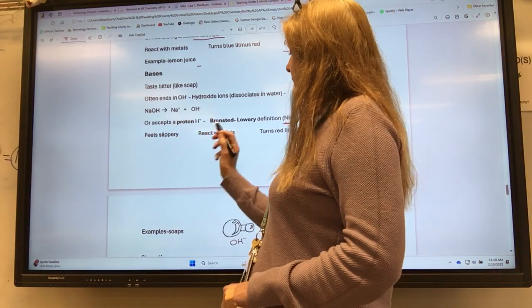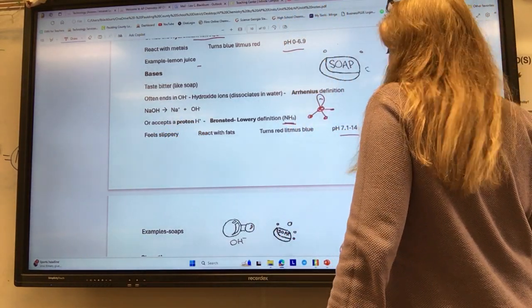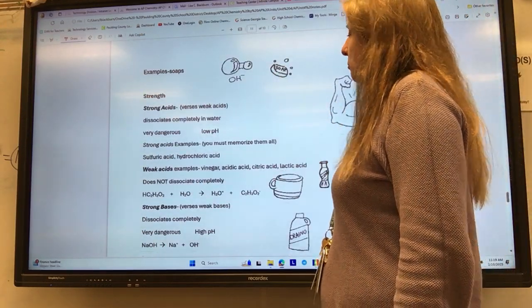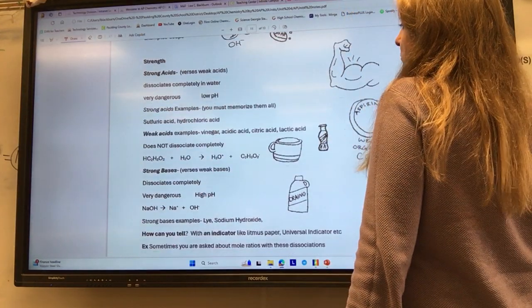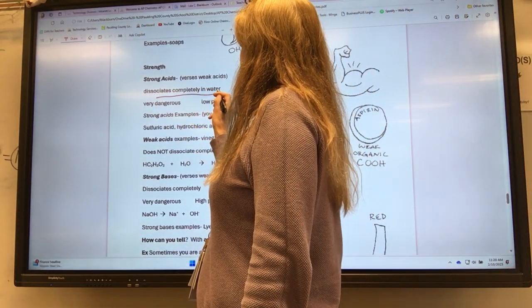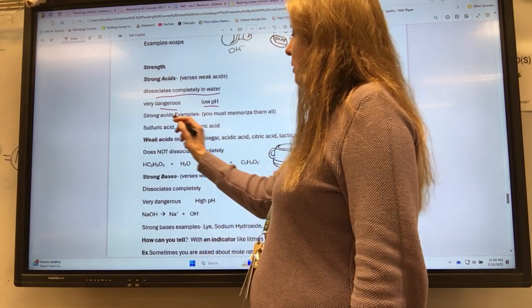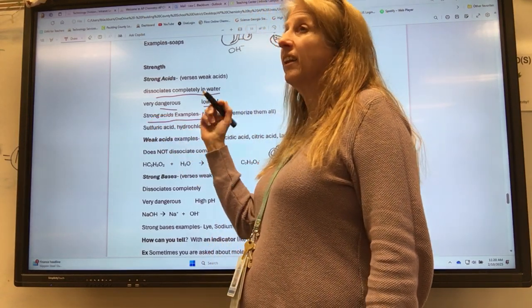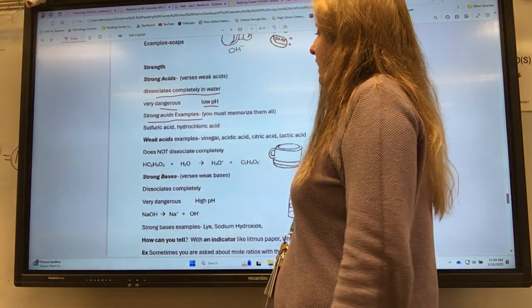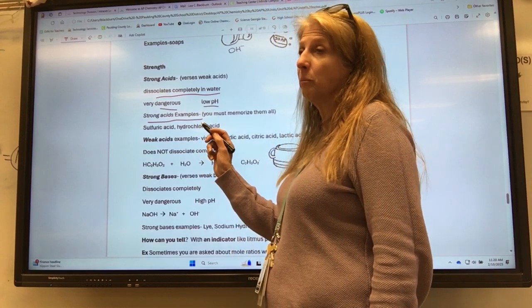It feels slippery. It reacts with fat. It turns red litmus blue, and its pH is greater than 7. There's our OH. An example is soaps. So all that is a review. Strengths. Strong acids dissociate completely in water. They're very dangerous. They have a low pH. And the examples of strong acids you're going to have to memorize, but not for this test. We're going to come back to acids and bases in a later unit, and you'll need to memorize them, but you can go ahead and start memorizing them.